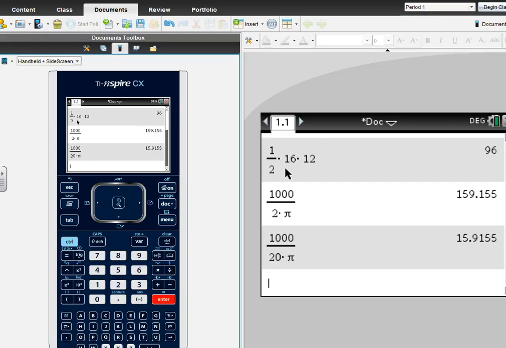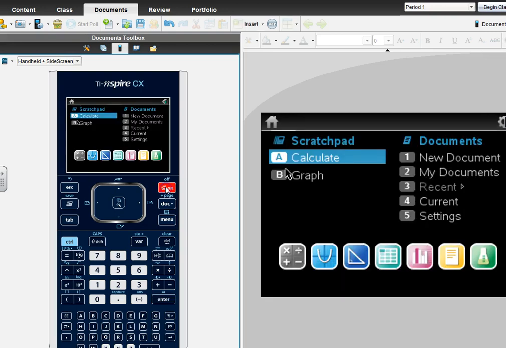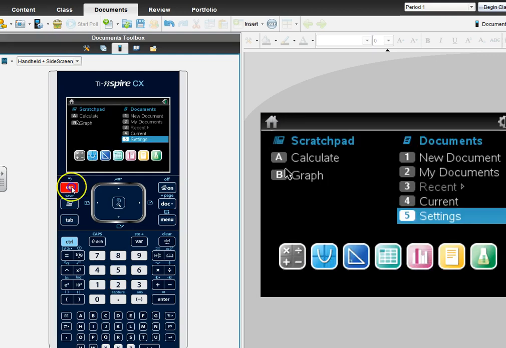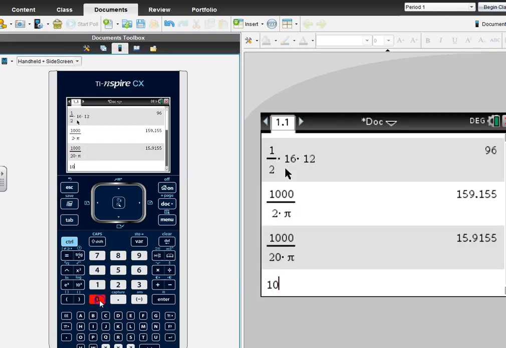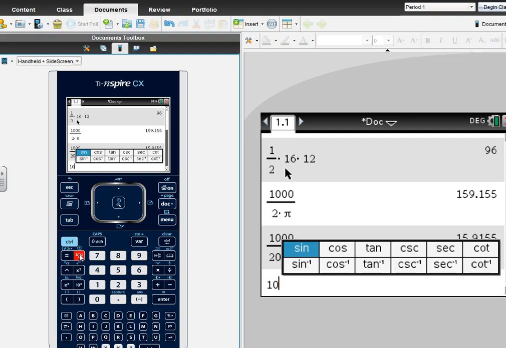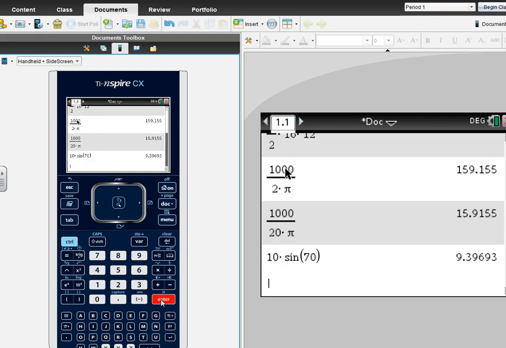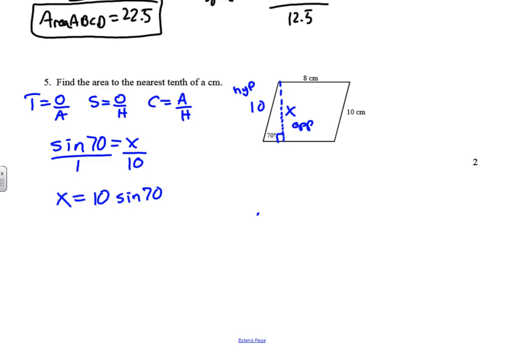So I'm going to go to my calculator here. I'm going to go back to my home screen and make sure that my mode is set to degrees, and it is set to degrees, so we're good there. Okay, so I need to do 10 times the sine of 70. 9.3969. So x is 9.3969. So that's going to be our height.